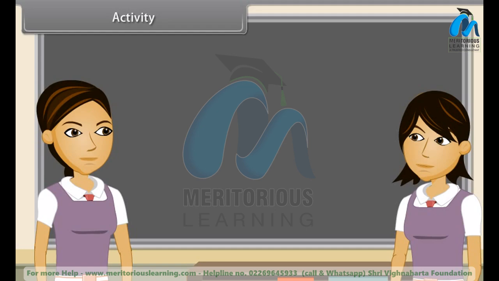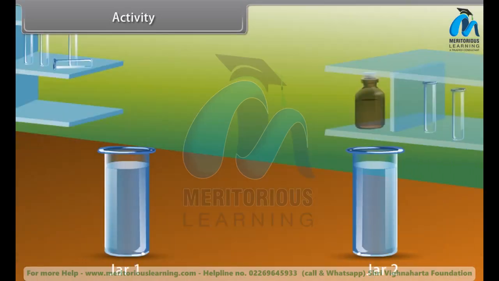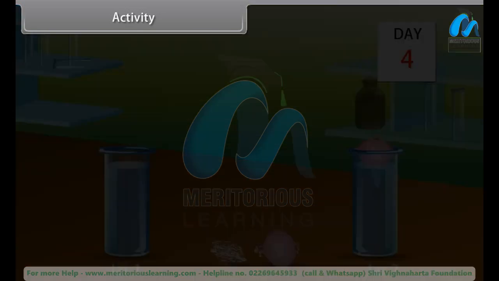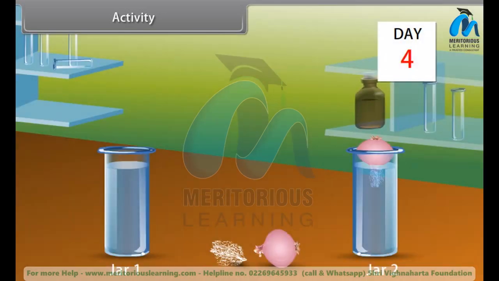Activity. We can prove that meristematic tissues are found by doing an activity. I will take a glass jar and Ankita, you will also take a similar glass jar filled with water. Then we will place a same-sized onion bulb on each jar for 3 days to observe the growth of roots. Yes, we will measure the length of roots on day 1, 2 and 3. Then on the 4th day, you will have to cut the roots of the onion bulb. Then again, place it on the jar. On the 5th day, we will again measure the root length.